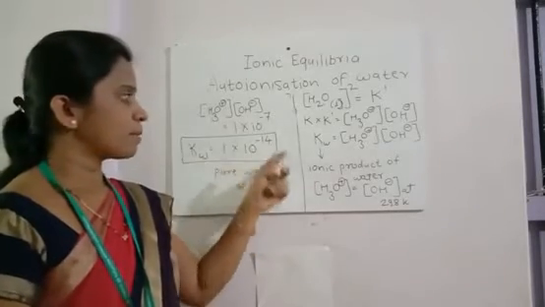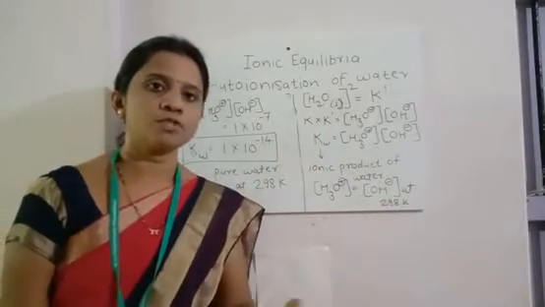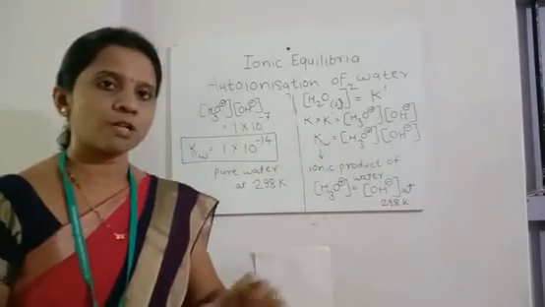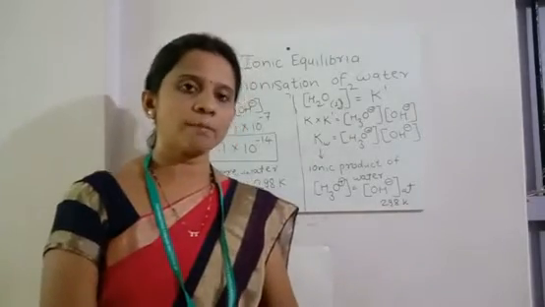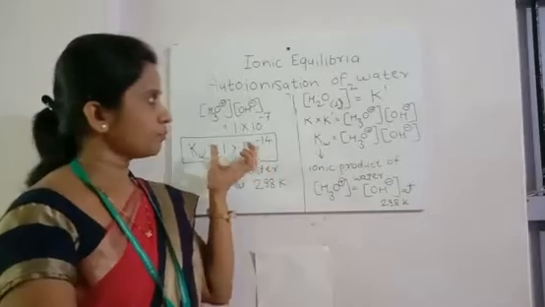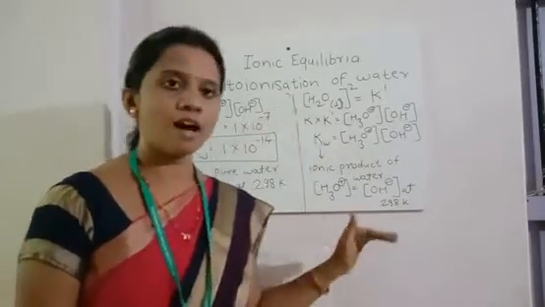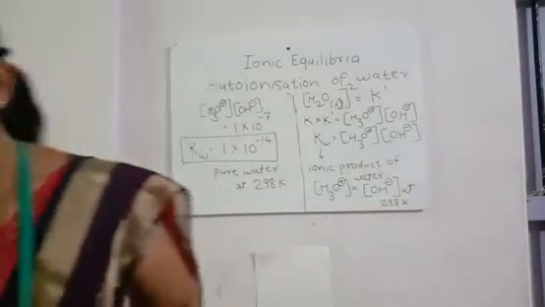You have to remember this value because the next derivation which we are going to see after some time is for pH and pOH. You have to remember this value. So this is the part in which we have covered ionic product of water.